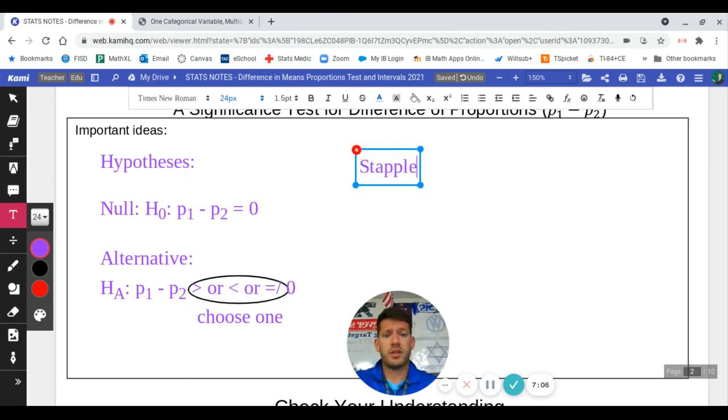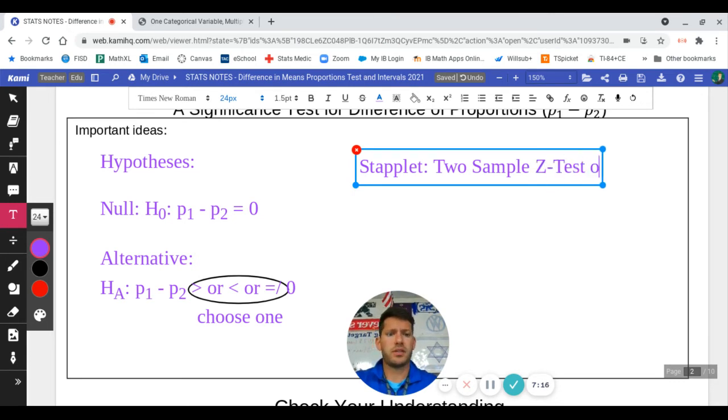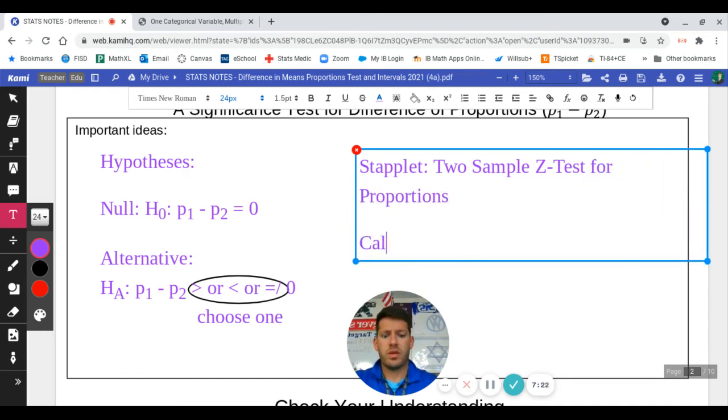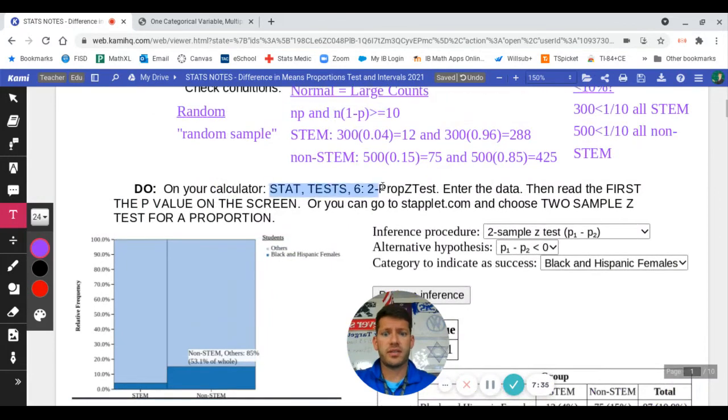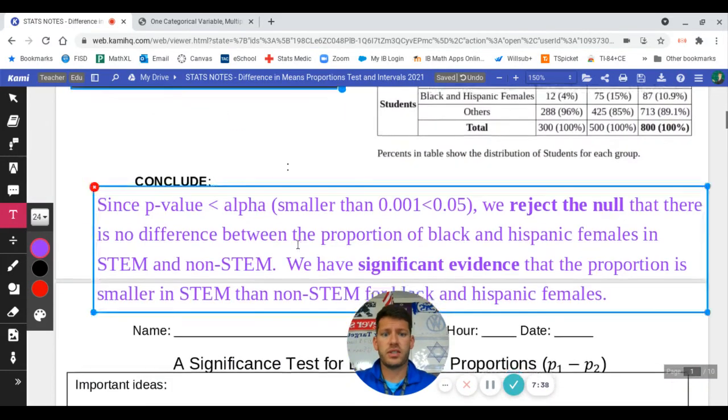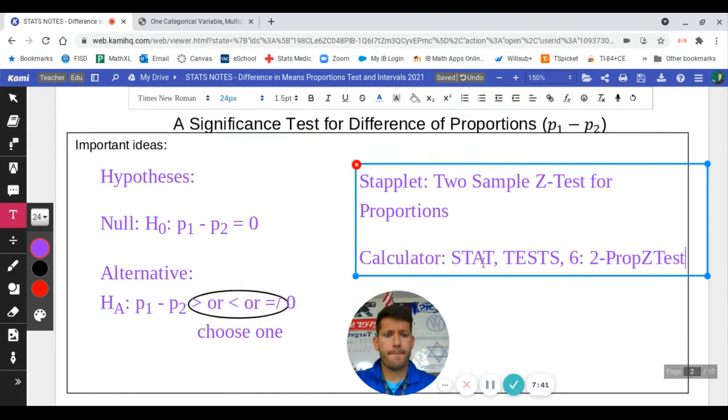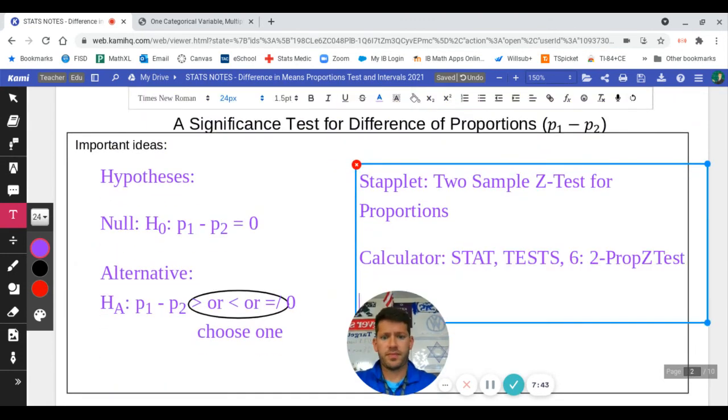So in Staplet, we go to 2 sample. Make sure I have this one right. 2 sample Z test for proportions. On the calculator, where's my calculator at? We would go to stat tests, number 6 is a 2 prop Z test.